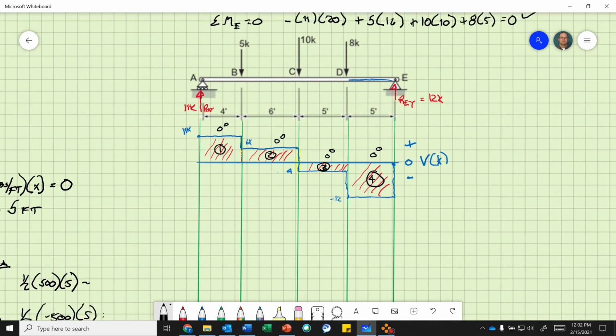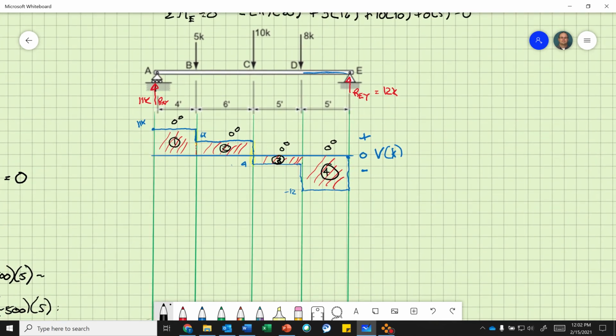Okay. So area 1. All right, so we go to 11 kips, and we multiply that by our length, which is 4 feet. So that equals 44 kip feet. Area 2 is, all right, so no, you just want the height of the rectangle, okay?